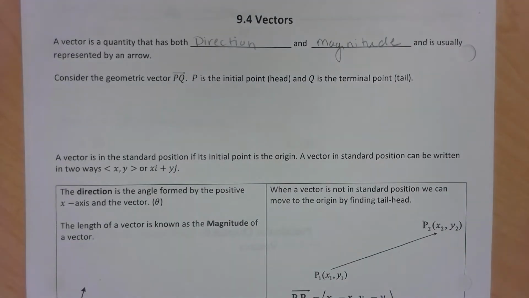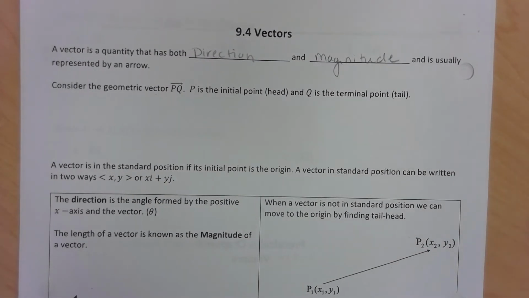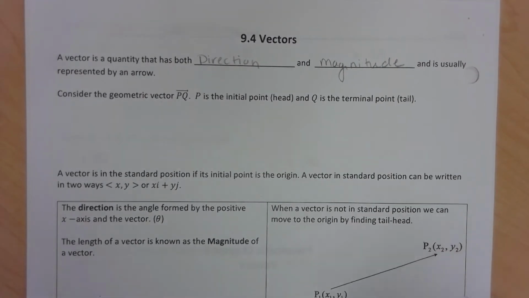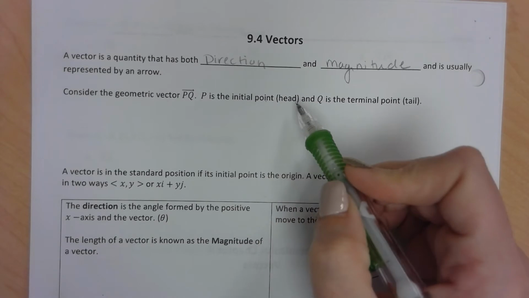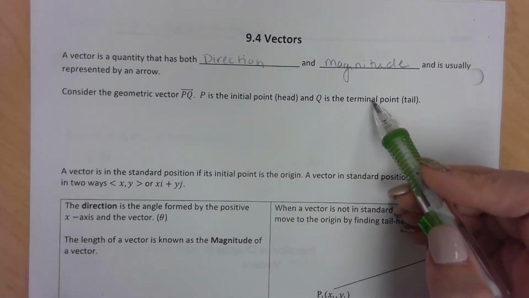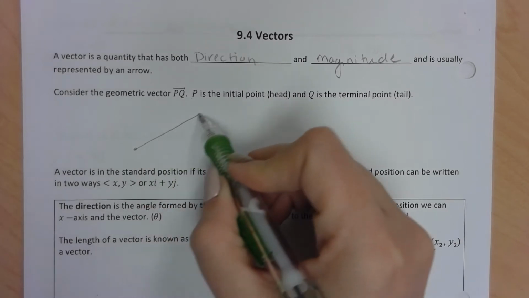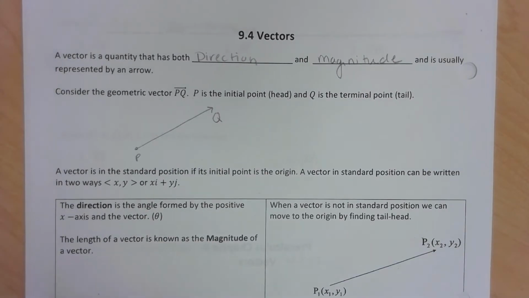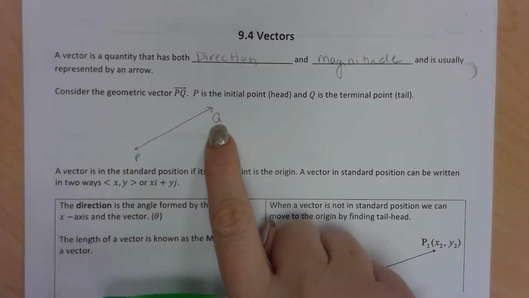Now when we talk about direction, we mean the angle. And when we talk about the magnitude, we mean the length of the vector. So if we had a vector called vector PQ, P is what we call the initial point, or the head, and Q is the terminal point, which we call the tail. So for example, if this was P, then this would be Q. So P is the initial or the head, Q is the terminal or the tail.